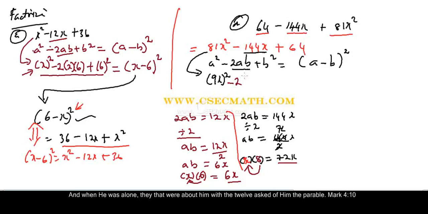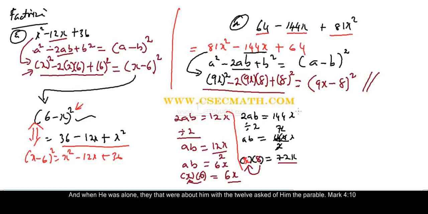Hence we now have 2 times, in place of a I've got 9x, in place of b I have got 8, followed by a positive b squared, it would be 8 the whole squared. Hence this whole term factorizes to 9x negative 8 the whole squared. So this is the solution.